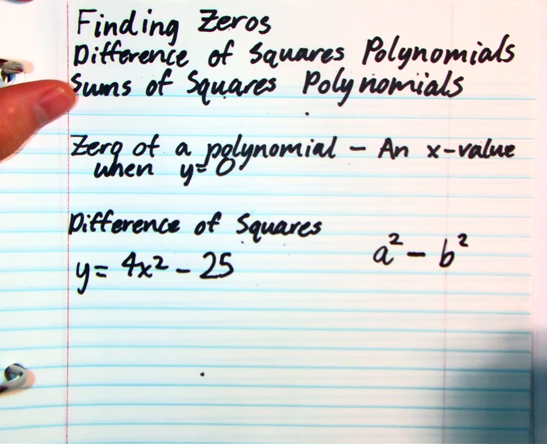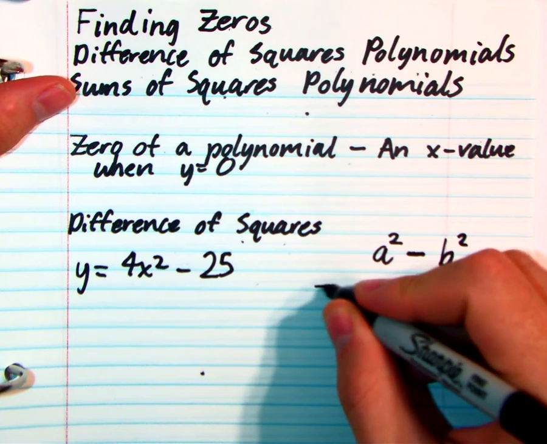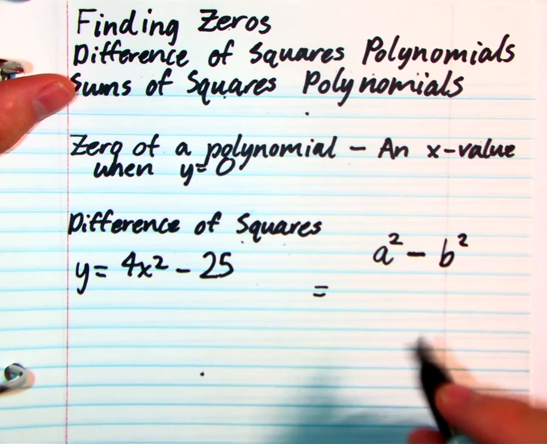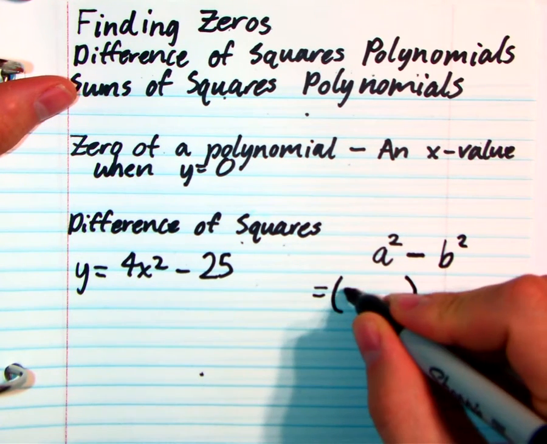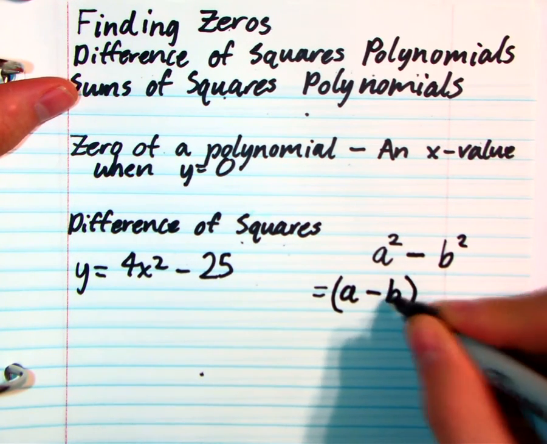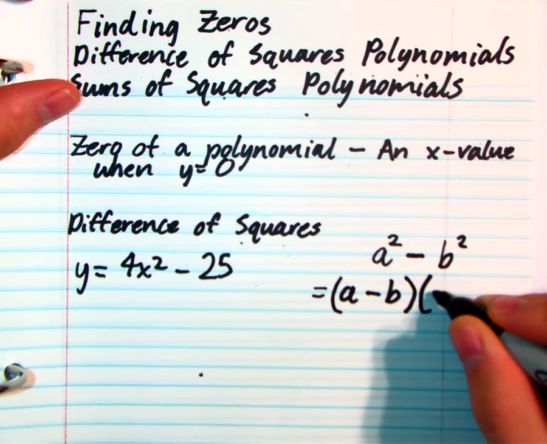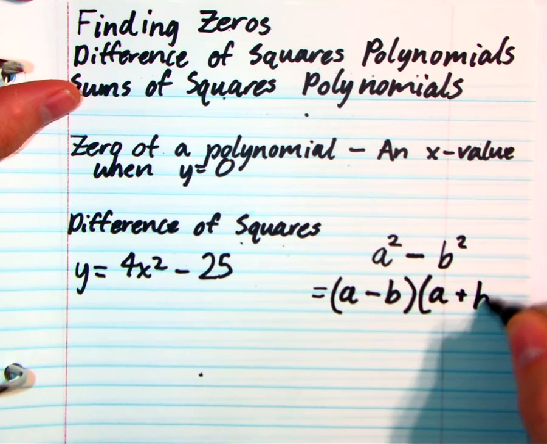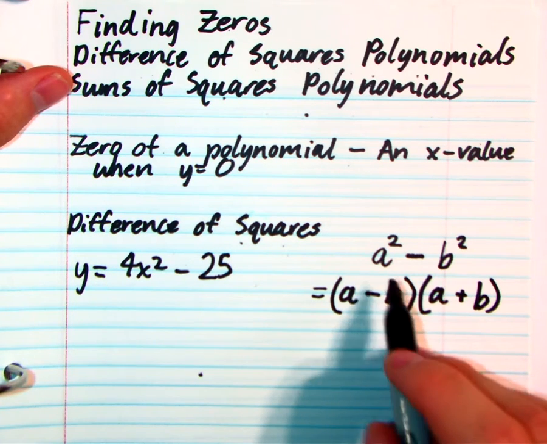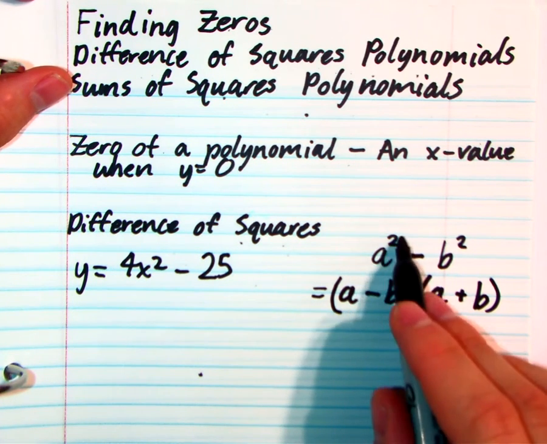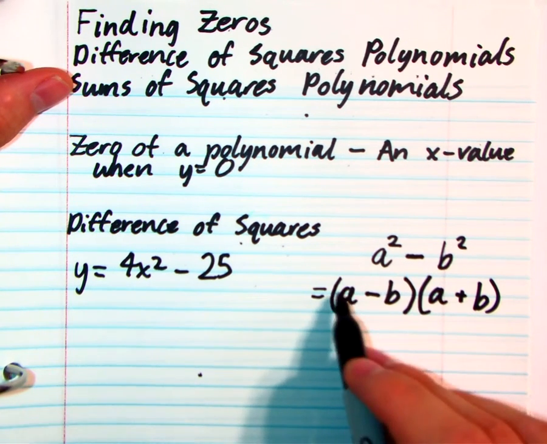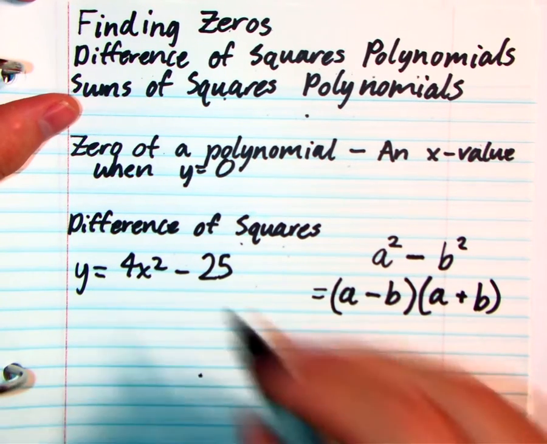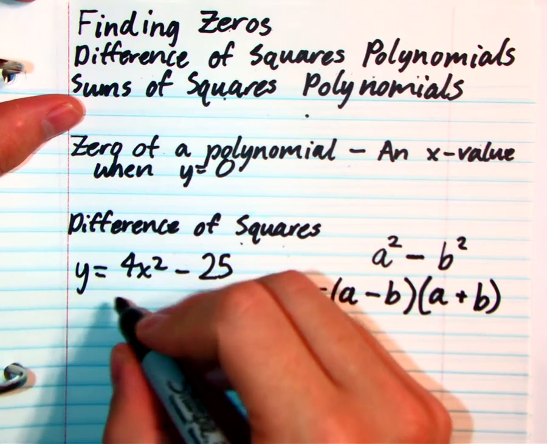Now, we learned last quarter that you can factor difference of squares polynomials by simply writing them in this form. In one parenthesis, you have a minus b, and in the other parentheses, you have a plus b. All you have to do is figure out what's the number that's being squared in both terms, and then you can just fill out this formula. So let's look at our example.